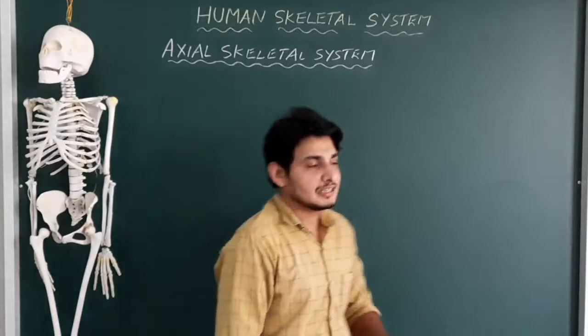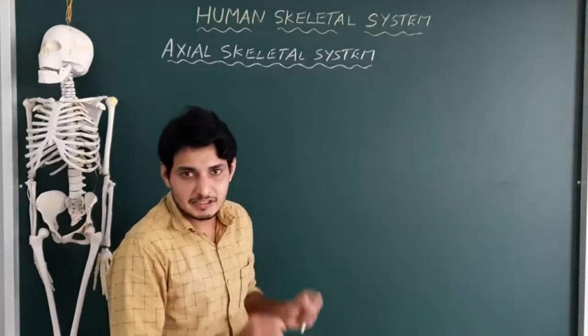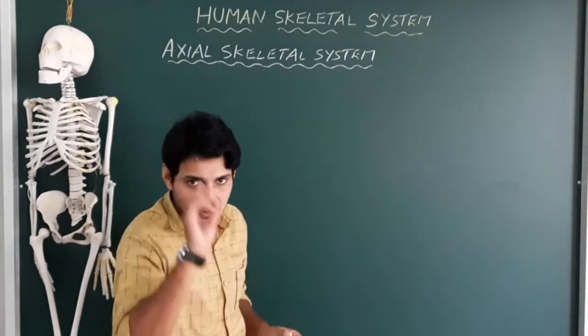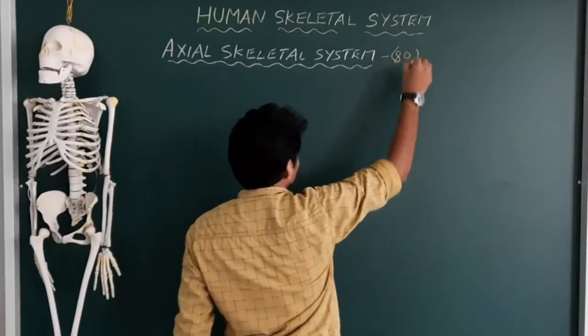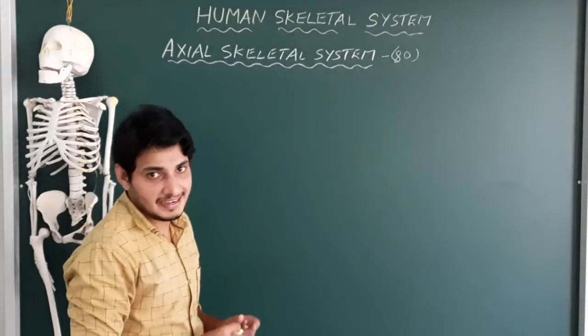Here I'm going to talk about the components of the axial skeletal system. How many bones are there in the axial skeletal system? 80. Okay, we write 80. So total 80 bones. So let us see the structure and arrangement of these different types of 80 bones.